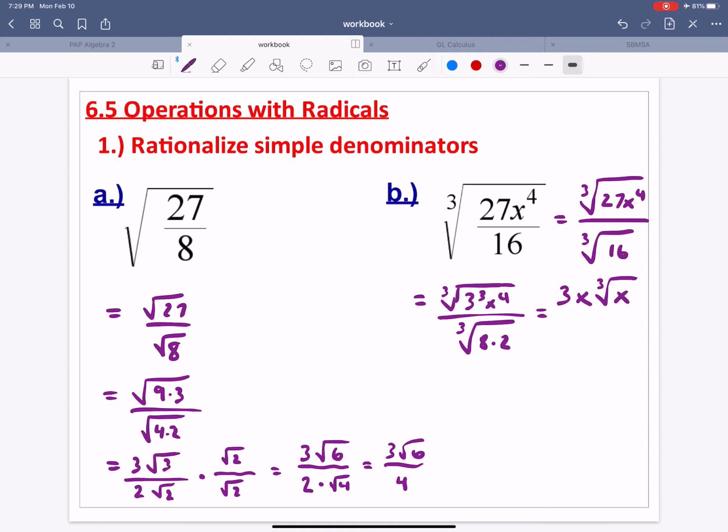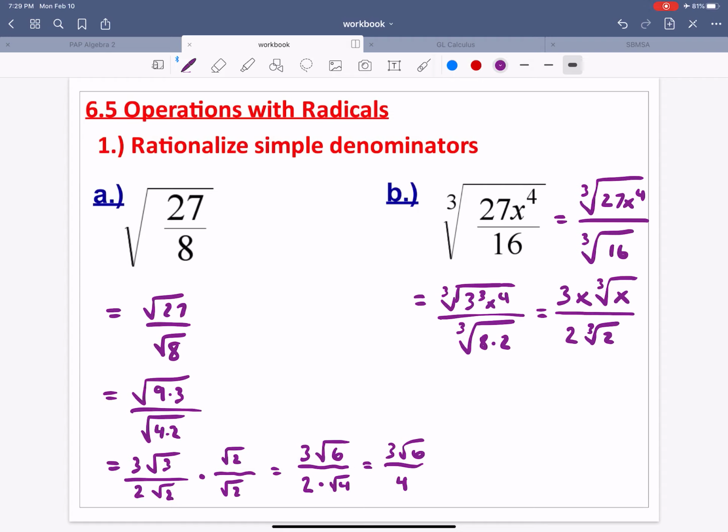Again, if that step doesn't make sense to you, why that x to the 4th comes out as an x and an x is left over on the inside, go find the video on nth roots, okay? Now on the bottom, the cubed root of 8 comes out as a 2, and I still have the cubed root of 2 left over.